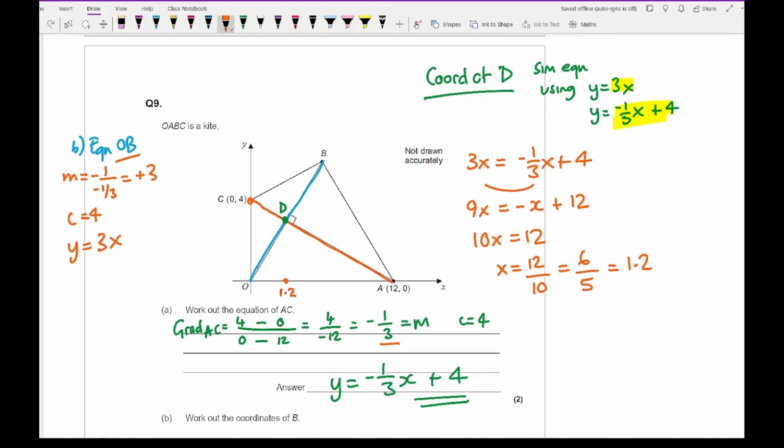And then the next thing for me to do is to work out the y value. So using y equals 3x, if I multiply 1.2 by 3, I get 3.6. So this coordinate here is 3.6.